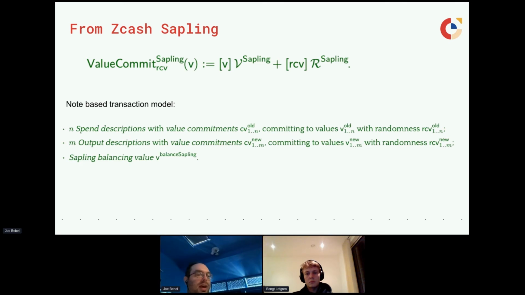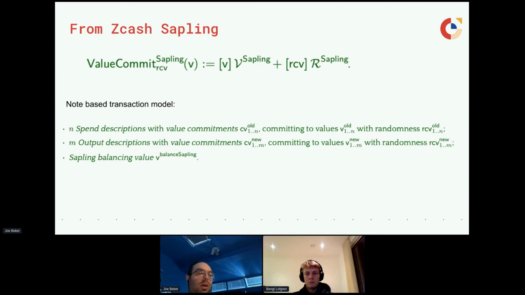Zcash Sapling uses a note-based transaction model, which means that value is encoded into things that are called notes. They're a little bit like UTXOs, but generally, because of zero knowledge, it's not clear from the outside which notes are spent or not spent. But the general idea is that with this note-based transaction model, you can either spend or output notes.